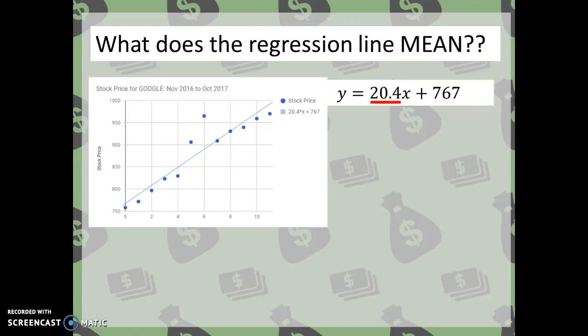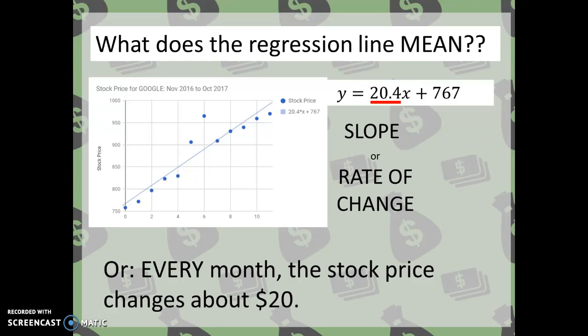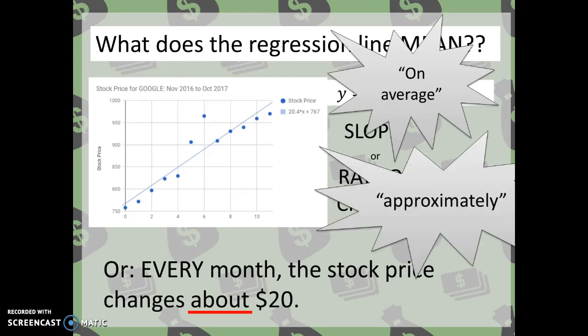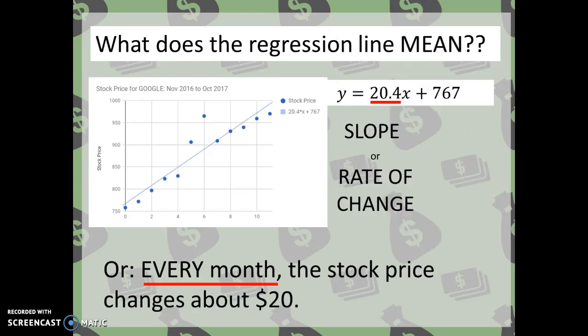Next up, that number, 20.4, that is the slope or the rate of change. What's it mean? It means every month the stock price changes about $20, rate of change. And once again, about. You don't want to say $20.40 because I'm trying to be too precise, but this is not an exact science. You say about $20. On average is another way to say that. Approximately. All these different ways because, remember, your answer is not the perfect answer. It's an average answer. It's an approximate answer.